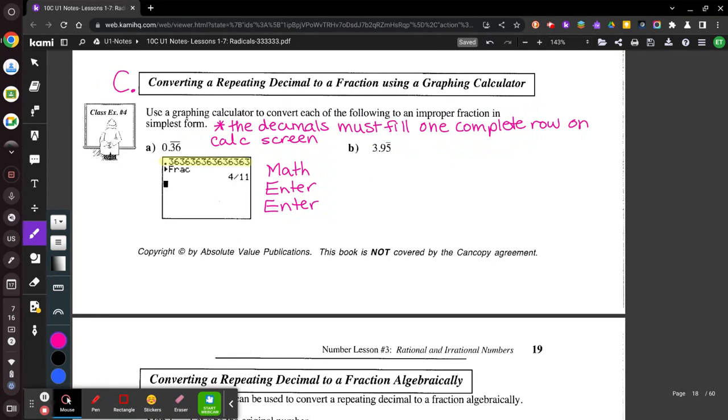So let's try it with B. In my calculator screen, I would have 3.9, and now only the 5 repeats. So I would have my calculator screen filled with 5s going all the way across. Then I would hit my math, enter. Now, if you've got one of those other calculators, come see me and I'll show you how to do the same thing. So this one is going to give us 178 over 45. So it has already reduced the fraction for us.